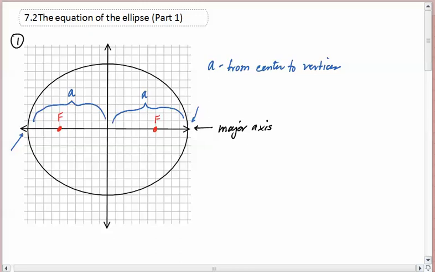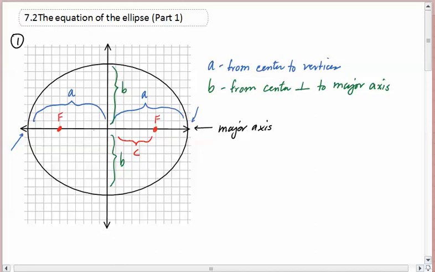So let's take a look at what B is called. B is from the center perpendicular to the major axis. In other words, it's the crossbar. So this right here is B. That's B. And that's B. Now there is a relationship between A, B, and this last one, which is the letter C. We'll call that C right there.